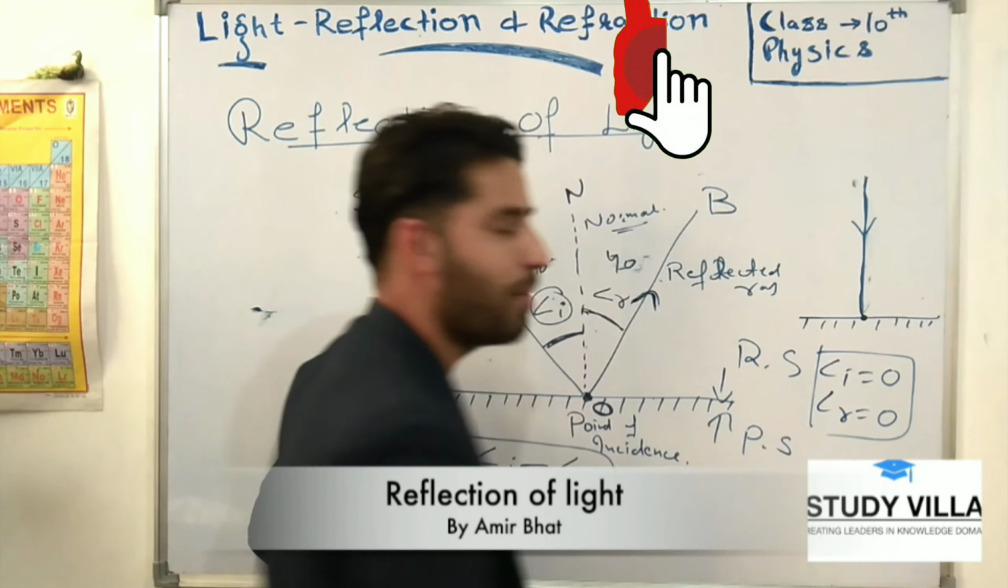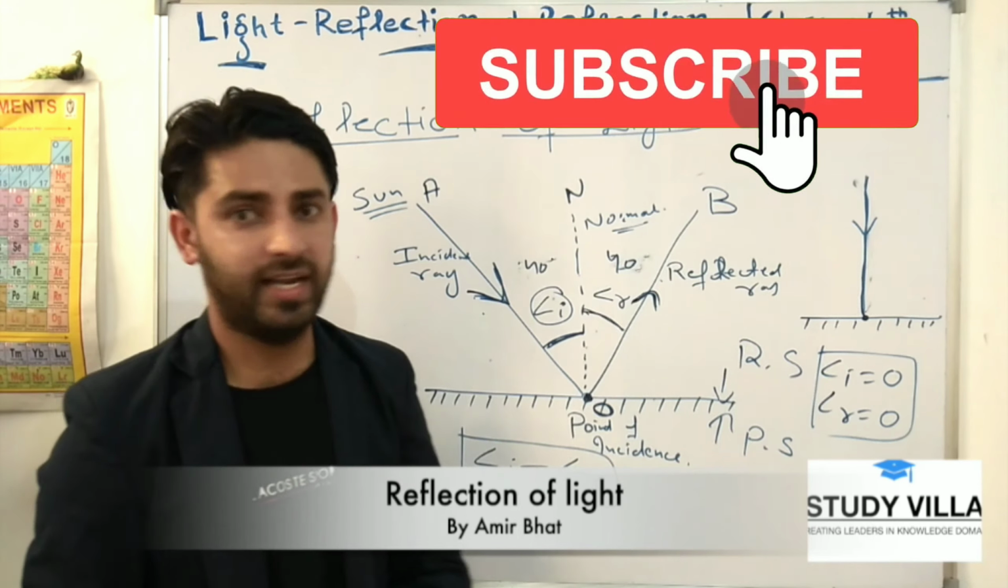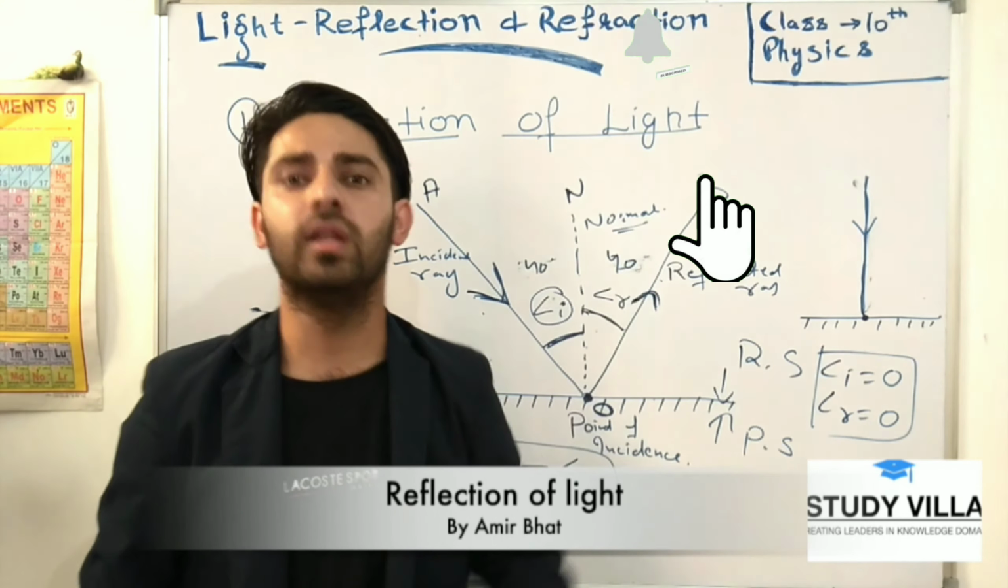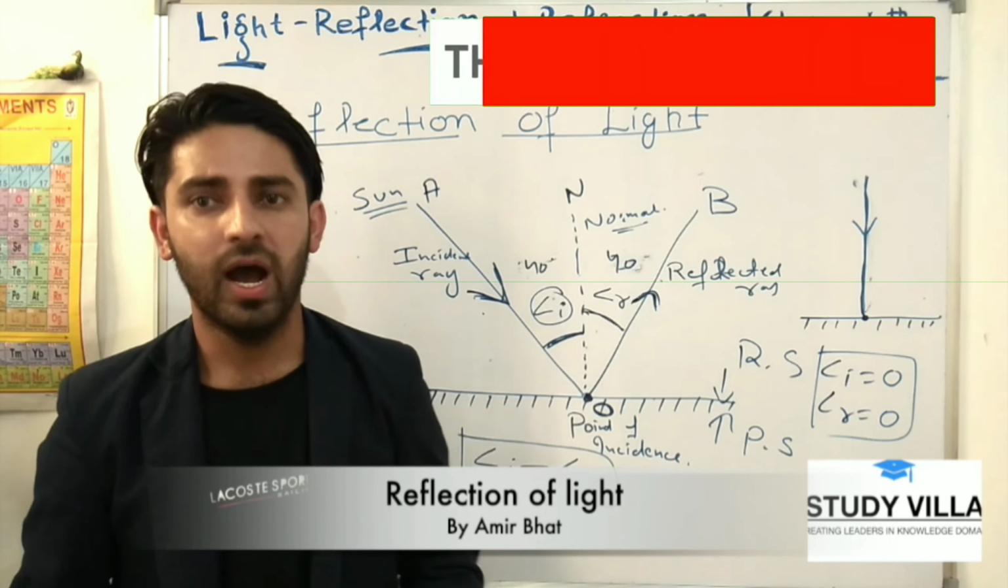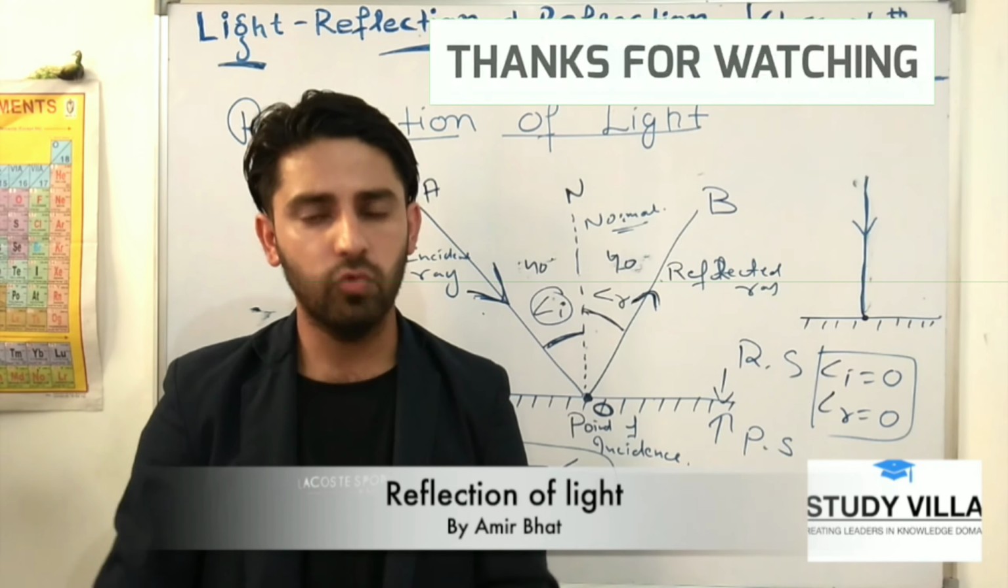Zero. You have to memorize that whenever a ray of light, that is the incident ray, falls perpendicular on a mirror, in this case angle of incidence and angle of reflection are always 0. I hope you understand this topic. Thank you for watching. Have a nice day.